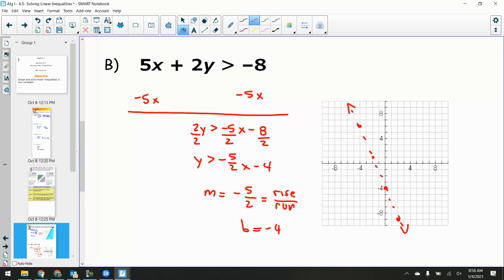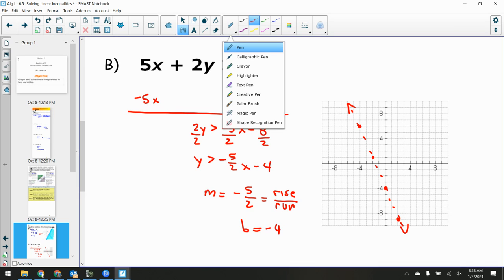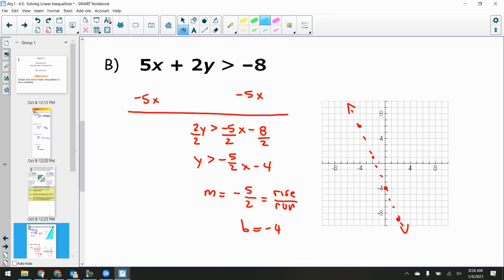And then I shade. Okay, be careful here. I have to go with this piece down here. I have to wait until it's solved for y to decide whether I shade above or below. So do I shade above or below? Above. This is y is greater than negative 5 halves x minus 4. So I shade above the line.